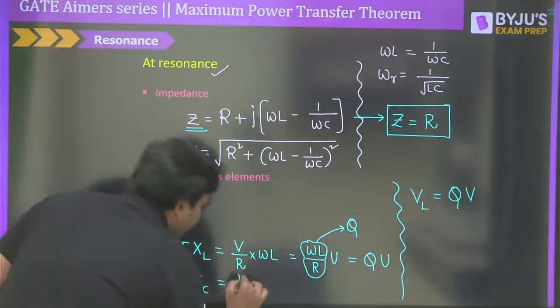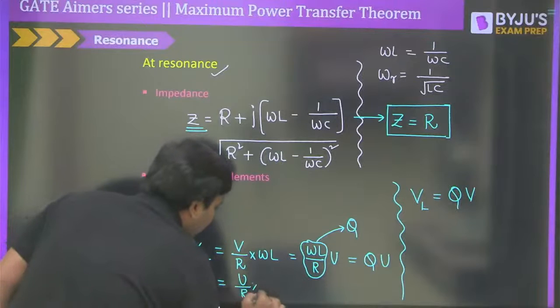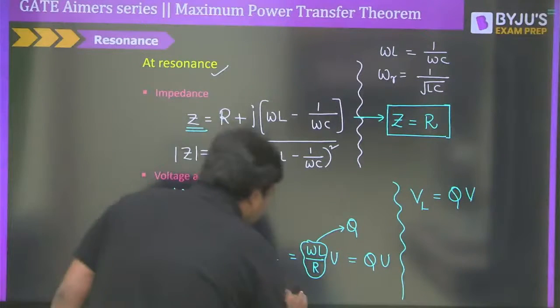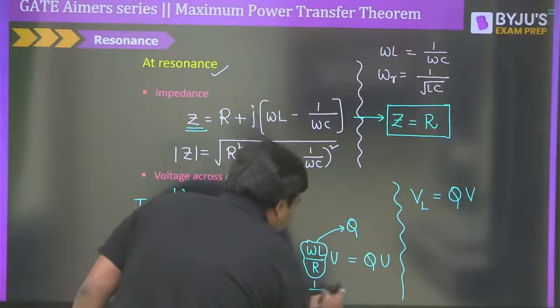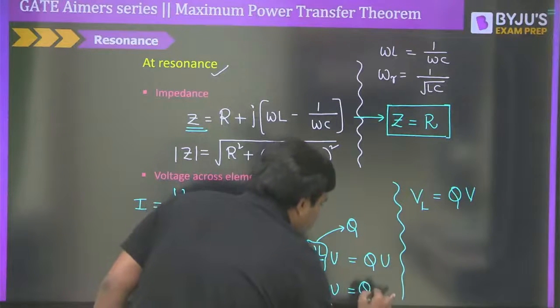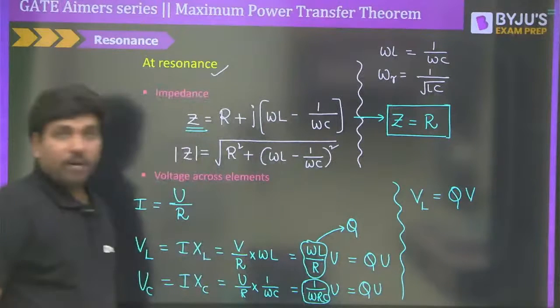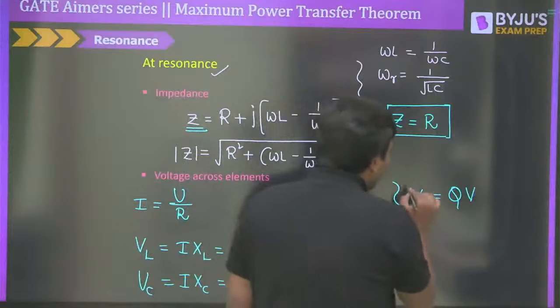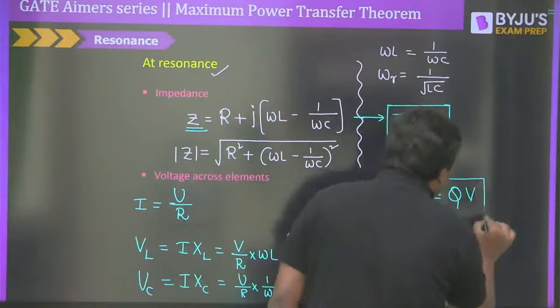I is nothing but V divided by R into 1 divided by omega C, right? Therefore, we can write 1 divided by omega R C into the supply voltage. In this case, 1 divided by omega RC is considered as the quality factor. So again, this is going to be Q into V, right? All put together, the magnitude of the voltage across the inductor will become Q times the supply voltage.